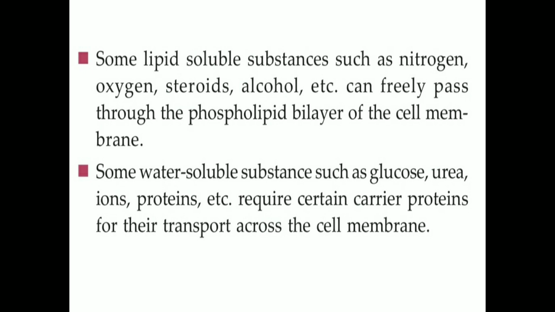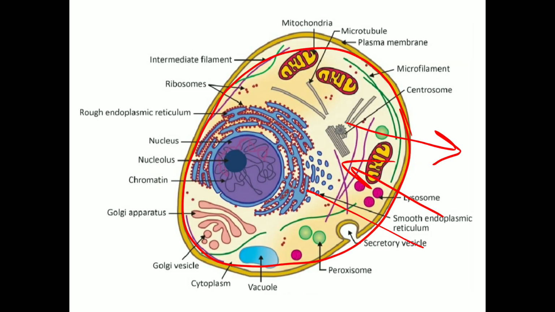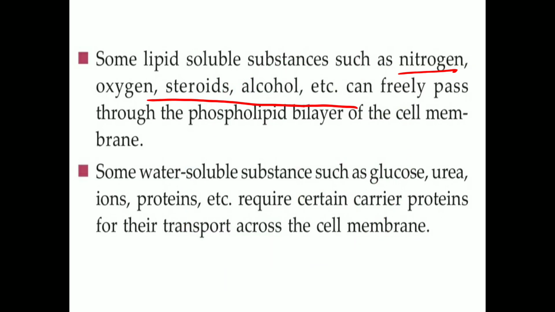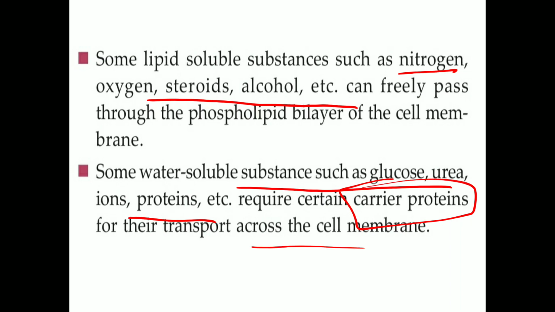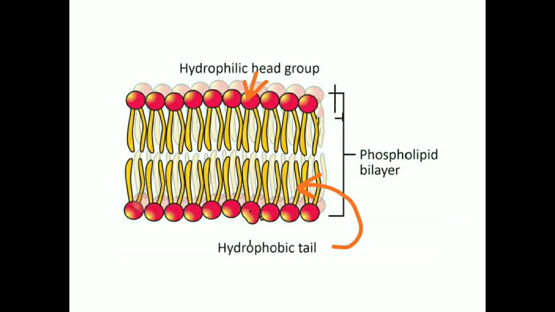Some lipid soluble substances such as nitrogen, oxygen, steroids, alcohol, etc., can freely pass through the phospholipid bilayer of the cell membrane. They can freely pass through, but this is not the case with every solute or every substance. Some water soluble substances such as glucose, urea, ions, proteins, etc., may require some carrier protein for their transport across the cell membrane. We'll discuss in detail about this transport.